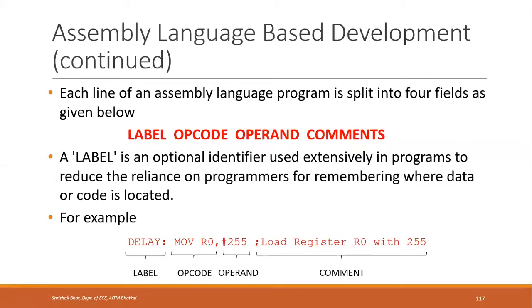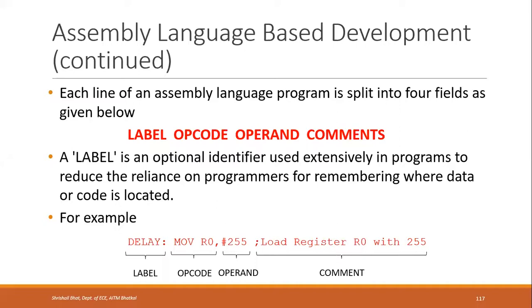Okay, so each line of an assembly language program is split into different fields. Four fields actually. You have a label. It is an optional thing, you can have it sometimes if you need. Then opcode followed by operand. Then the comments, this is also an optional thing. So label is an optional identifier used in programs to reduce the reliance on programmers for remembering where data or code is located. You can use this label instead of writing the address. If you cannot remember the address, you can use this label, for example in jump instructions.